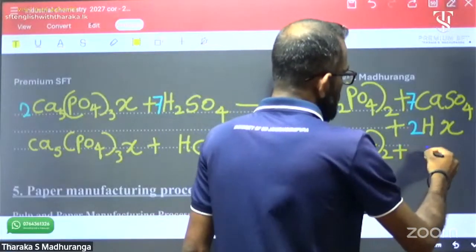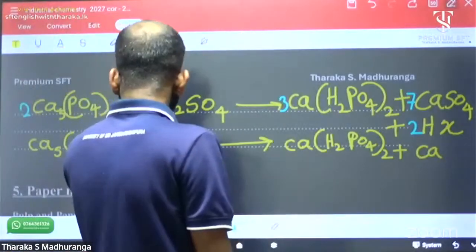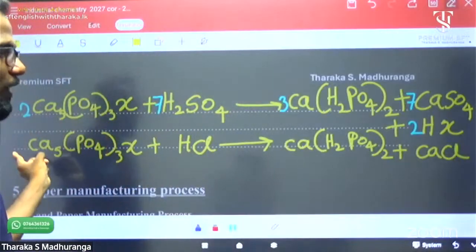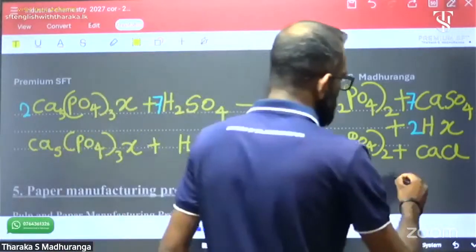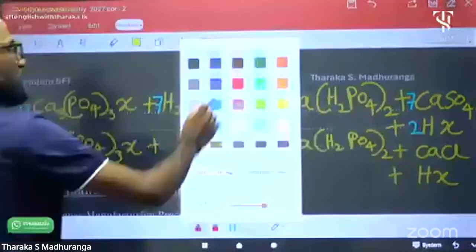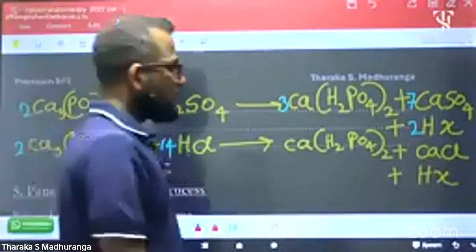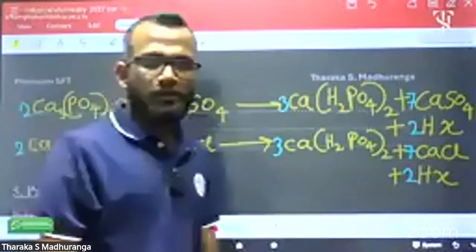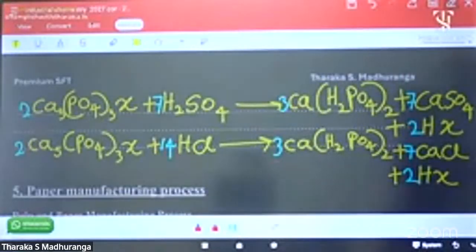Plus calcium chloride. Calcium chloride, since it is produced from chloride. Calcium chloride plus HF. 2, 14, 3, 7, 2. Okay. Note down this acidification reaction, alpamylation reaction. Clearly note down.